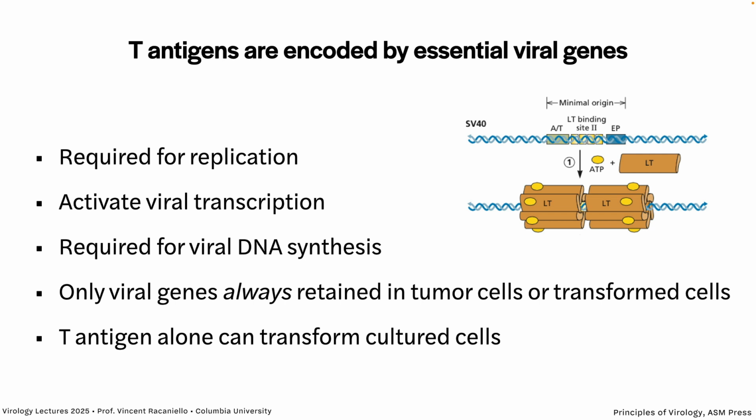Furthermore, T antigen can transform cultured cells. So remember I told you if you want it to be immortal, take cheek cells and put telomerase gene in them. Well, you can also put T antigen of SV40. People do that all the time, and they will be immortal because T antigen is what transforms the cells, as I'll show you in a moment.